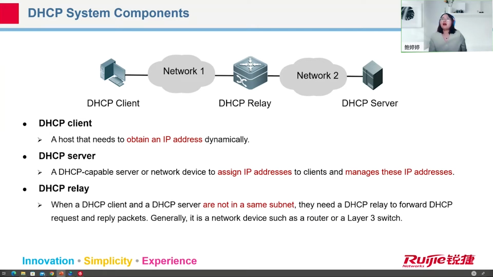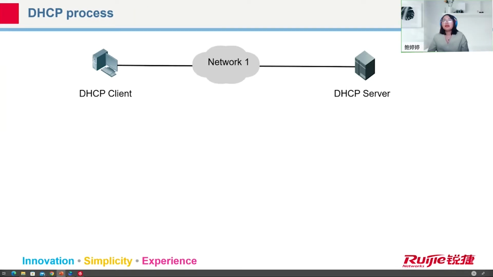So how do we make devices become a relay, a server, or a client? We have to add the configuration. Then the devices will take on this role. So these are three types of components. And let's see the details of the DHCP process.